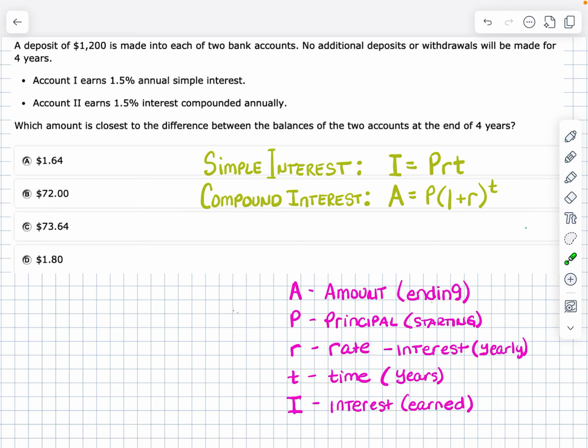Okay, let's talk about money. A deposit of $1,200 is made into each of two bank accounts. No additional deposits or withdrawals will be made for 4 years.